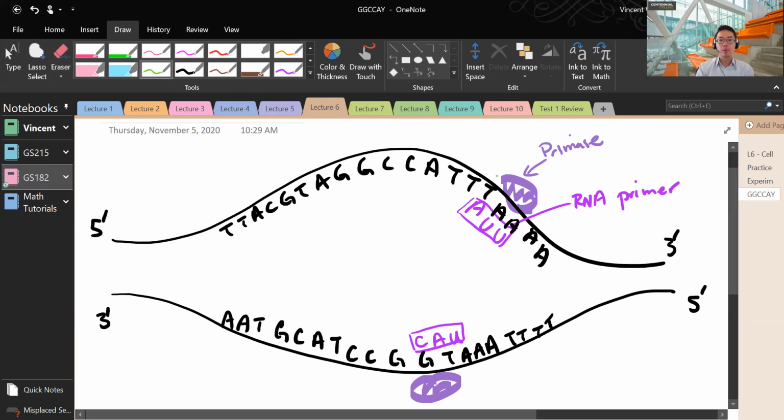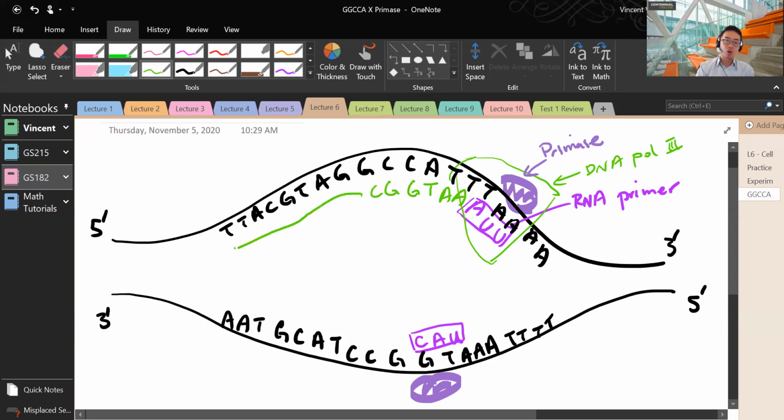So when the actual DNA polymerase comes, I'm just going to draw this big triangle thing. This is DNA polymerase 3, right? It will now know where to start. It's like, oh, okay, that's the RNA primer, and I'm just going to continue building from that point on. So UUA, and then it just keeps going. AAT now, because we are building DNA, GGC, and so on and so forth. It's just going to keep on going and going in this direction.